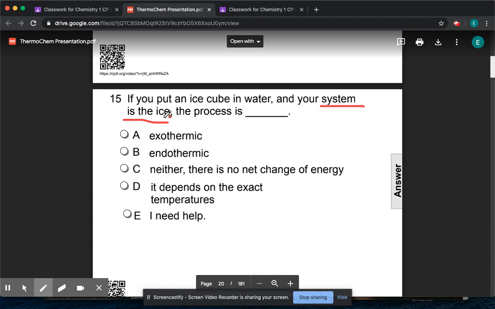So if the system is the ice, then this is going to be endothermic. The energy is going to go from the water to the ice. That's what's going to make the water colder. So that would be endothermic if the system is the ice.